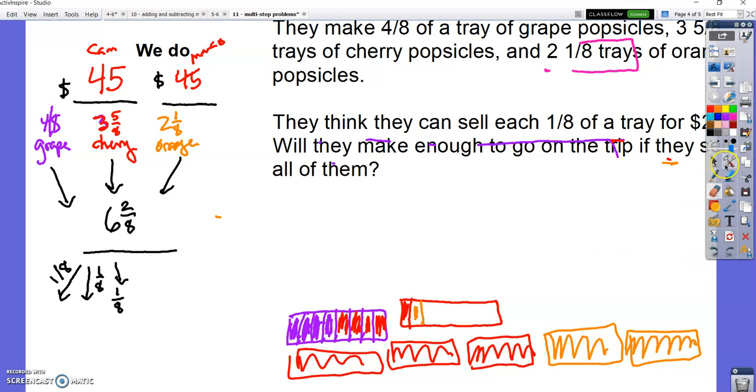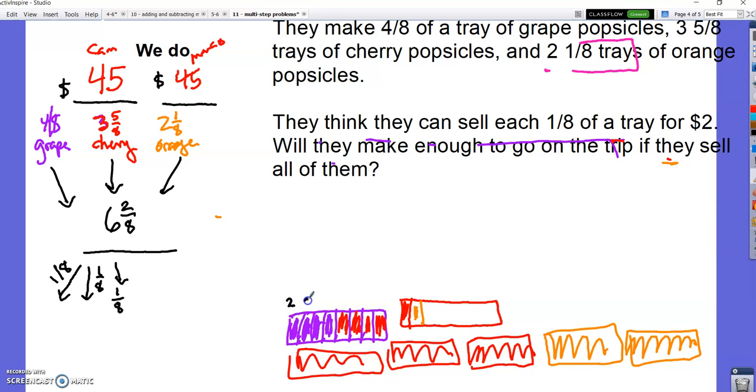So when I look at that in my model, it's easy to see here. It's like $2 for each eighth. 2, 2, 2, 2, 2, 2, 2, 2, 2, 2. Each popsicle, I guess, they're going to sell for $2. And I need to see if they're going to make enough money. So it's harder to see how much money they're going to make off my whole trays because they're not divided into eighths. So I could divide them into eighths and count them up.